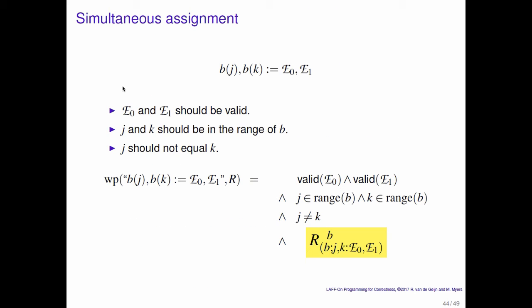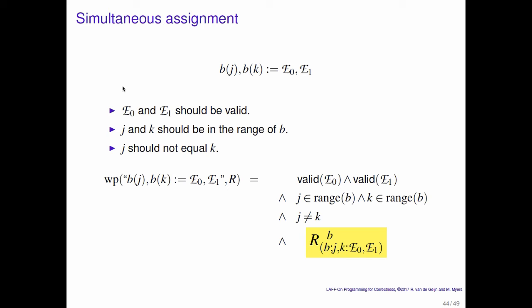The idea of simultaneous assignment extends to assignment to arrays. Here the expressions E0 and E1 should be valid. J and K should be in the range of B, and J should not equal K, because if the two expressions are not one and the same, then there would be some confusion.